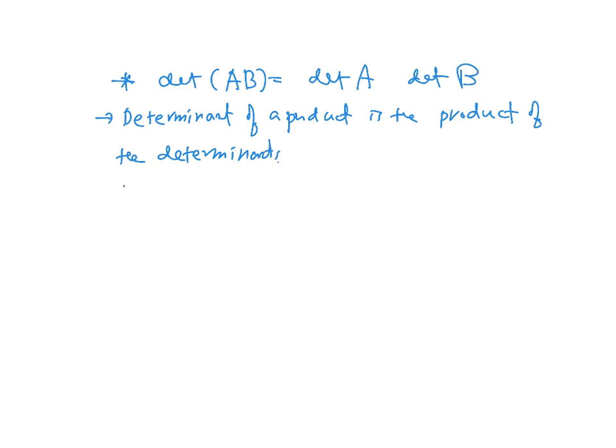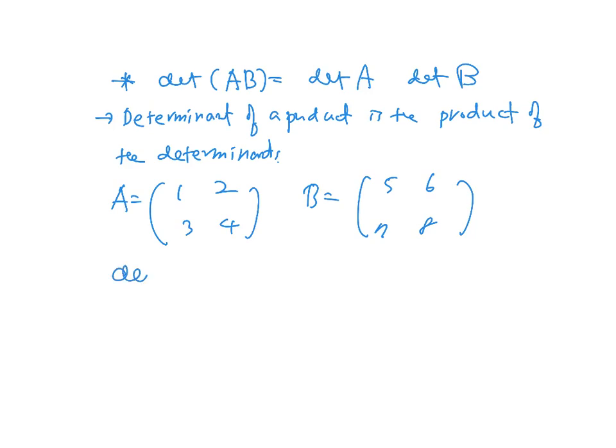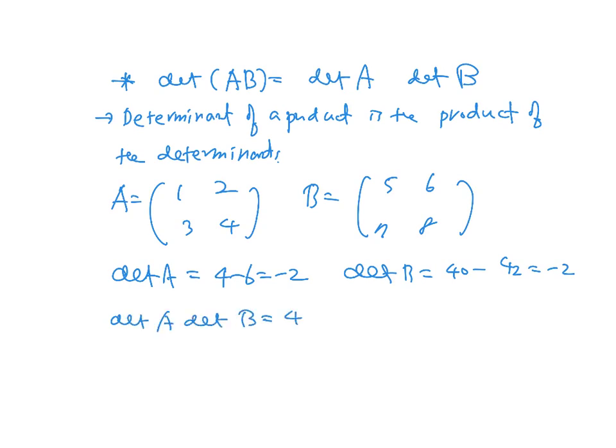So let's check. We can do a simple way. Determinant A, 4 minus 6 is minus 2. Determinant B, 40 minus 42 is minus 2. So determinant A times determinant B is 4.